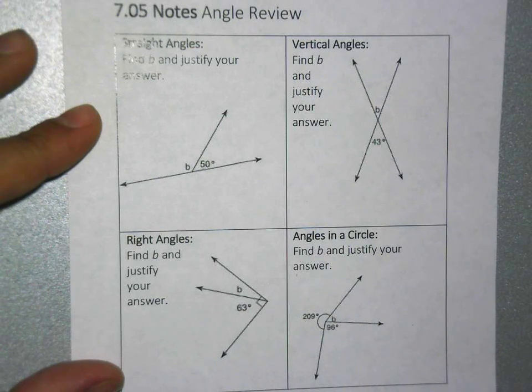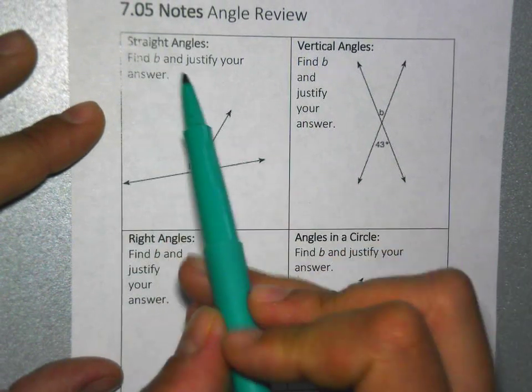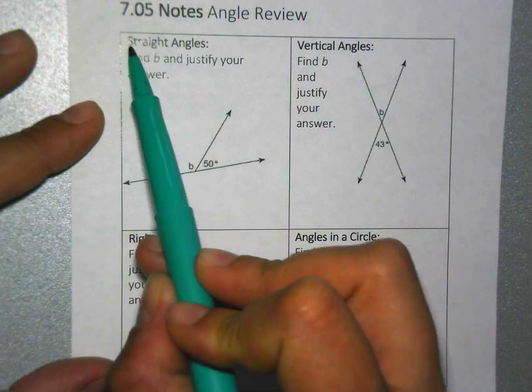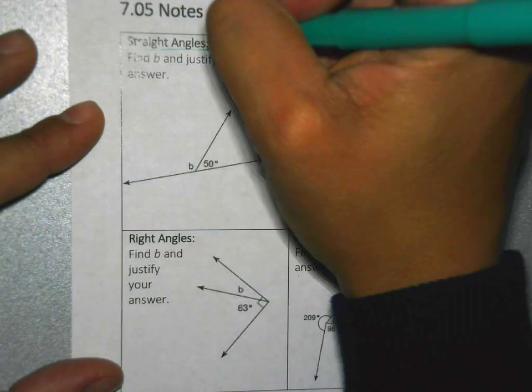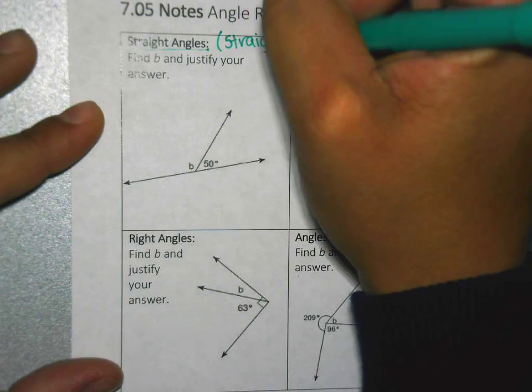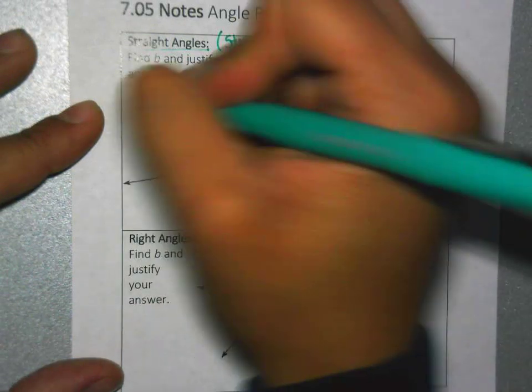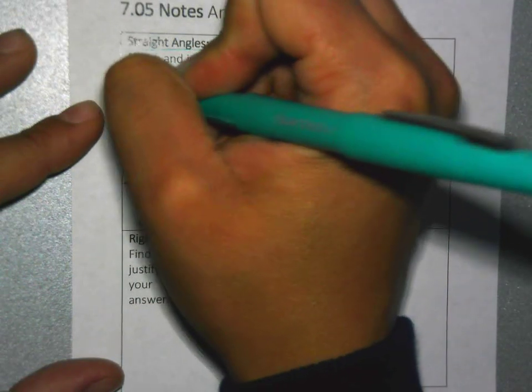For these notes, we're going to review a few important facts about angles that you have learned prior in 8th grade and 7th grade. So the first fact we're going to talk about are straight angles. Straight angles are also just straight lines. A straight line has 180 degrees.